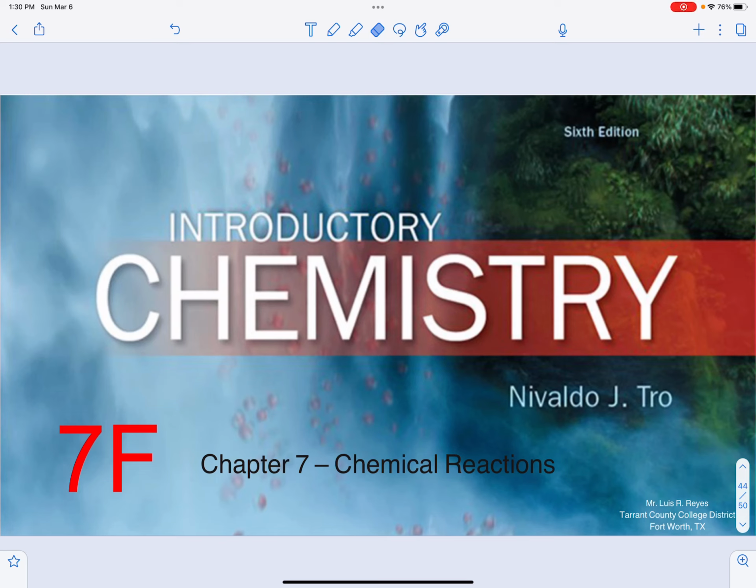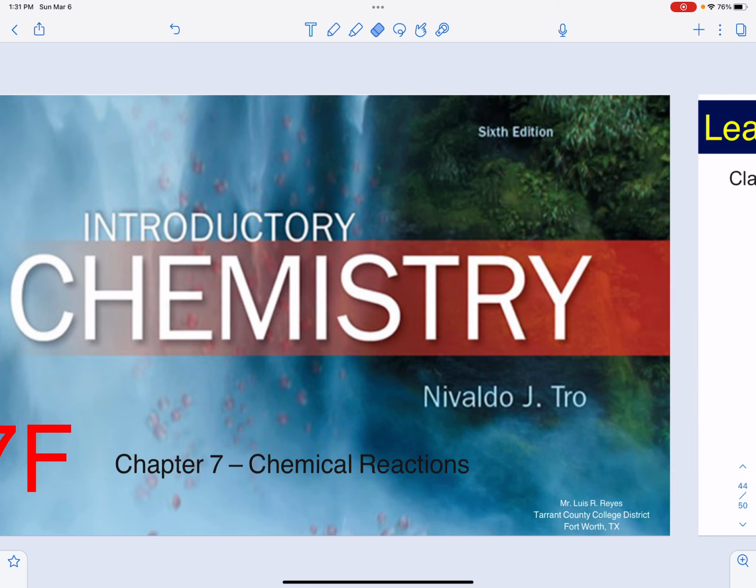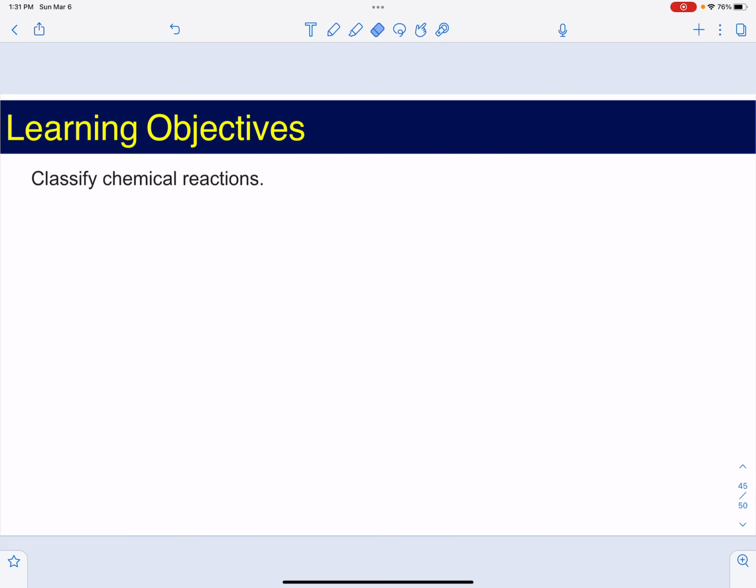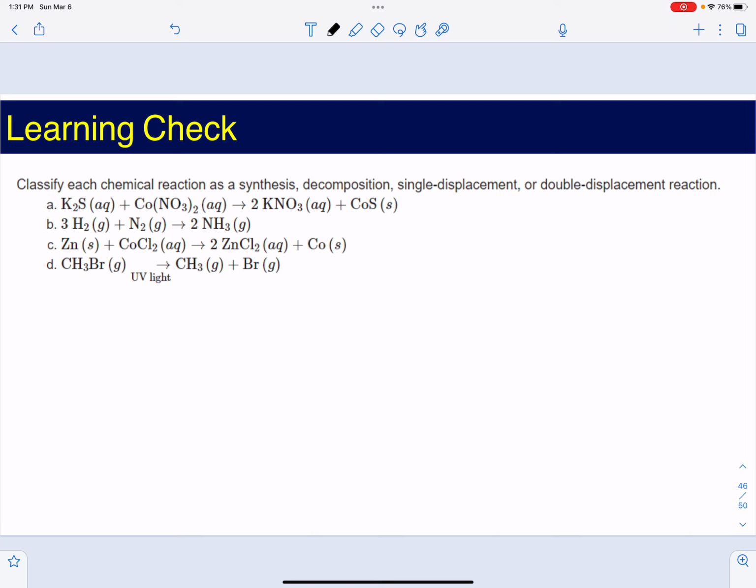So here we are. We made it to the end of the chapter. So on this part, we're going to close up by seeing how we can have a broad classification of chemical reactions. We're going to classify chemical reactions by recognizing some specific patterns. So let's start with this problem, and I will go over all the patterns that we need to understand.